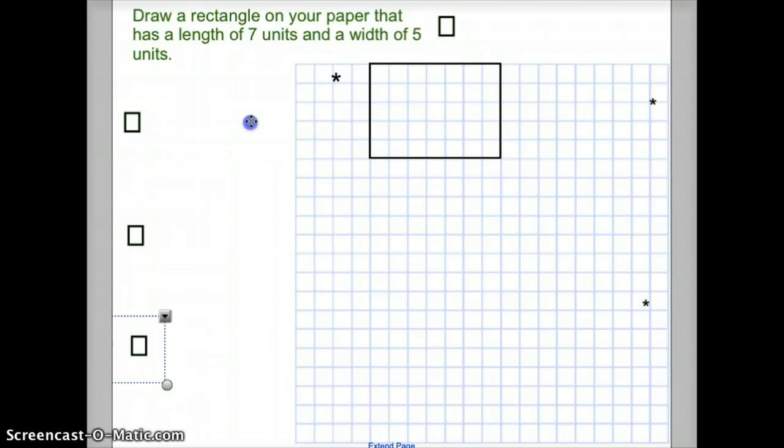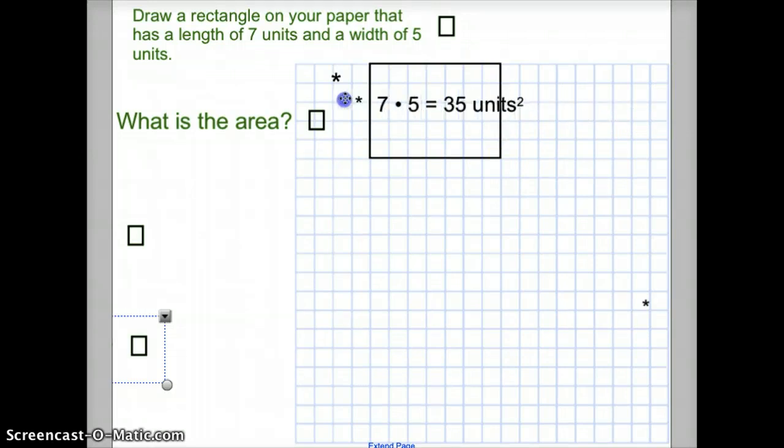The next step you need to do is find what the area is. So label the dimensions and find the area. Pause the video so you can do that on your paper. Hopefully you came up with 35 units squared. Make sure that you are labeling things with whatever the unit is. In this case we don't know, so we just say units and then squared. So area of this rectangle is 35 units squared. Okay, I have another one for you to do.